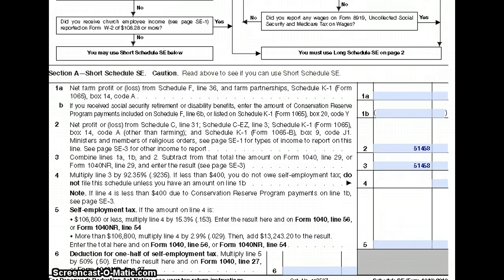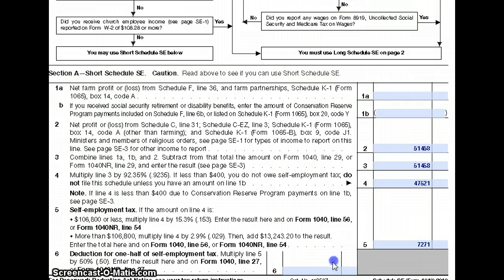Next, we multiply our amount times 0.9235. That gives us a base for our self-employment tax. This is not an Excel form, so you have to do the calculation on the side. We take 51,458 times 0.9235, and we get 47,521. We take that amount times our 15.3%, and we come out with a tax of 7,271.